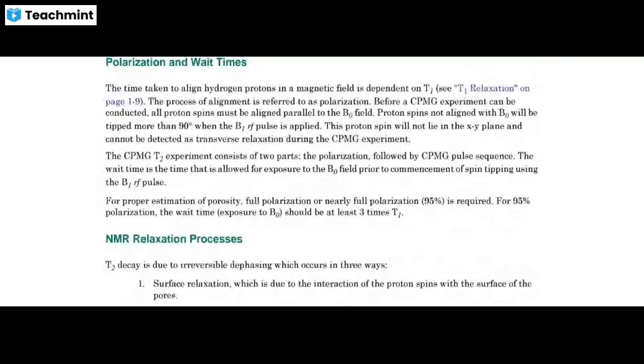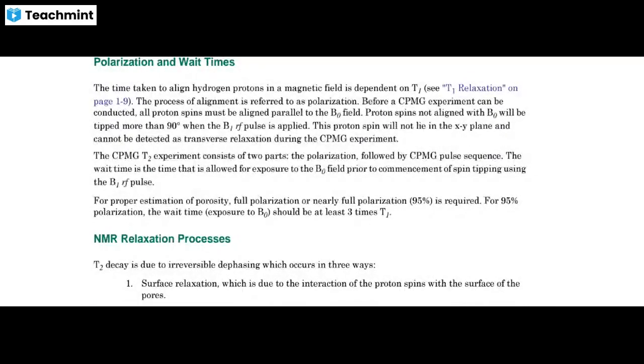So this is your polarization and wait time. That is the time taken to align the hydrogen protons in the magnetic field, which depends on the T1 relaxation time. The experiment consists of two parts, the polarization followed by the CPMG pulse sequence. The wait time is allowed for exposure to the B0 field before the commencement of spin tipping using the B1 radio frequency pulse.